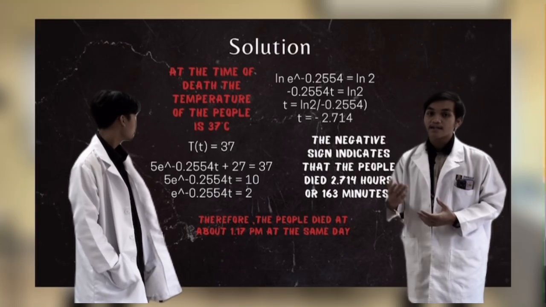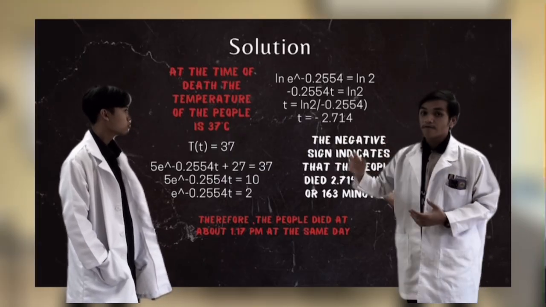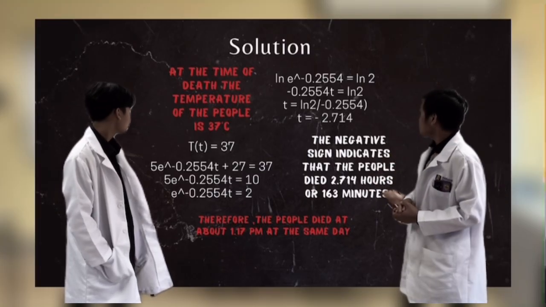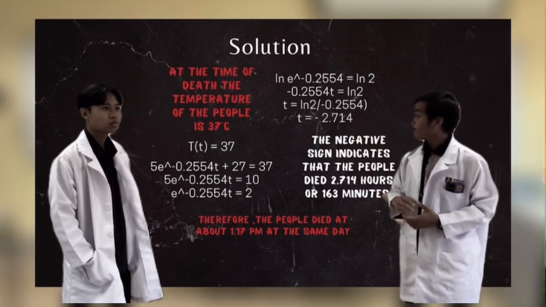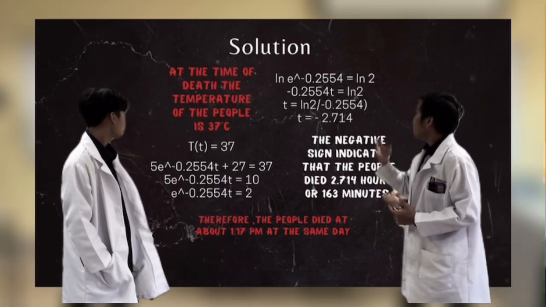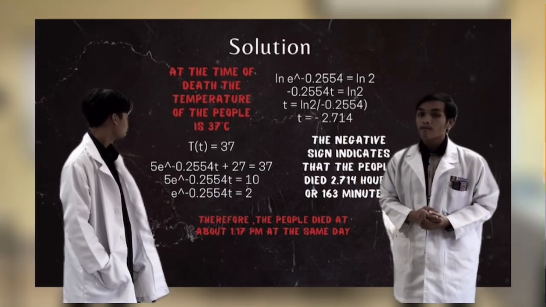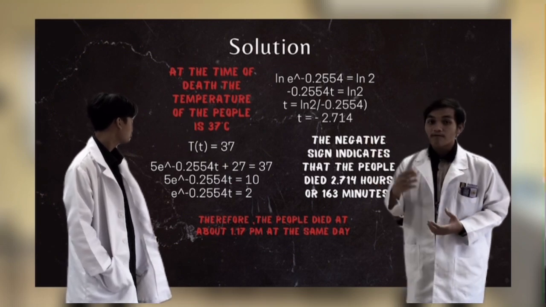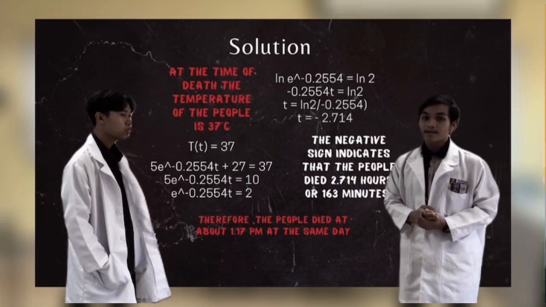The negative sign means that the time of death is before the time we found the body. So we multiply 2.714 by 60, and we get 163 minutes. So we subtract 163 minutes from 4 p.m., and we will find the time of death. So the time of death is 1:17 p.m. I guess we are done.